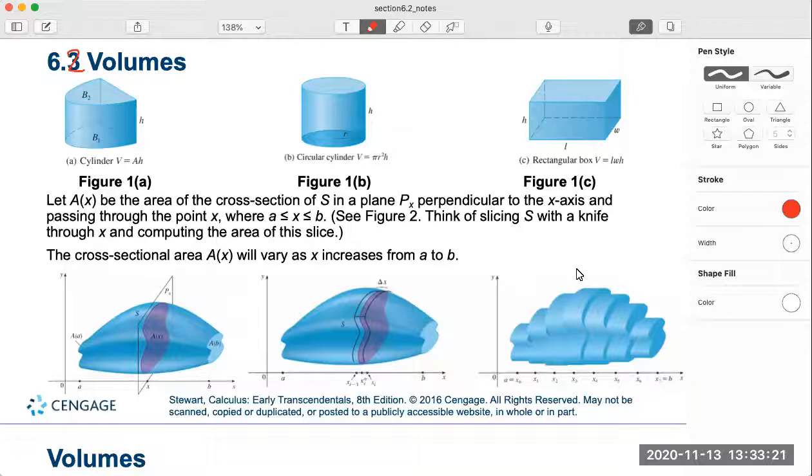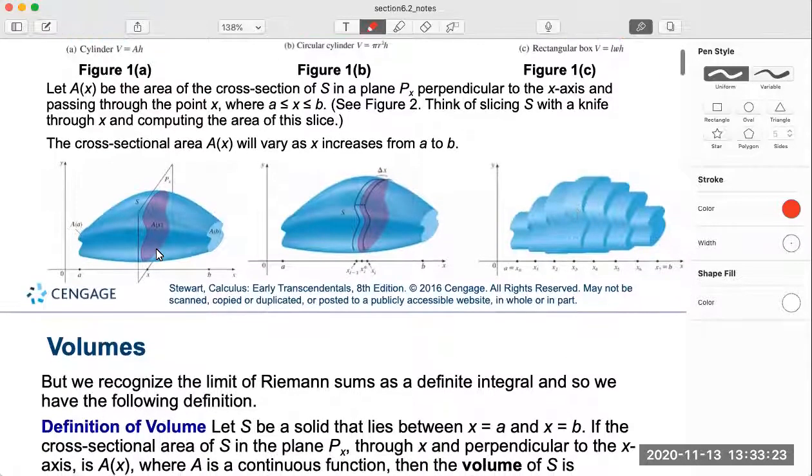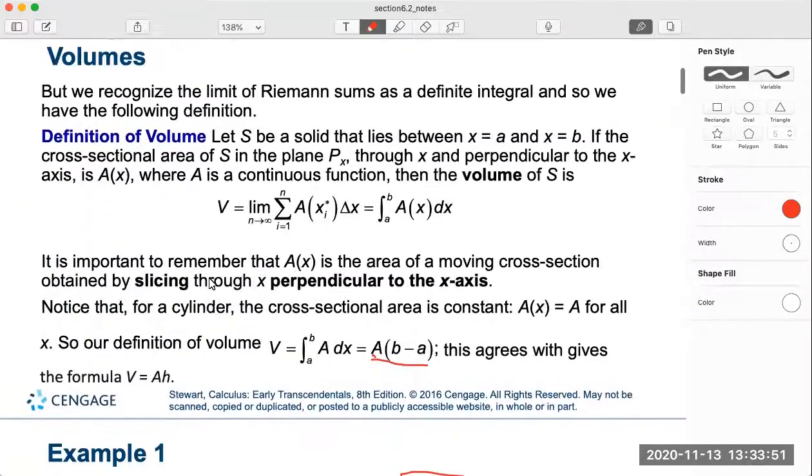Basically, in order to compute the volume of this, we slice this object perpendicularly, parallel to the y-axis and perpendicular to the x-axis. We will find the red area here, which is an area, right? Then we take the integral from a to b with respect to the x variable. This will give us the volume of this object. Okay?